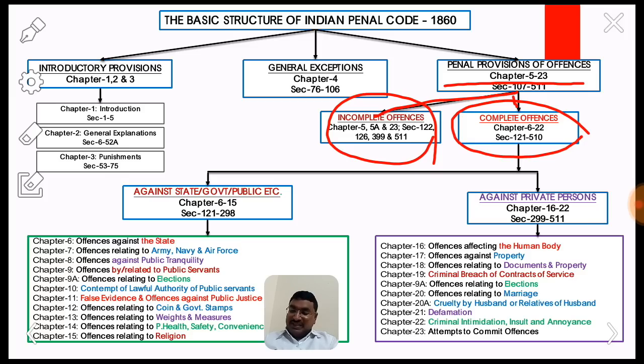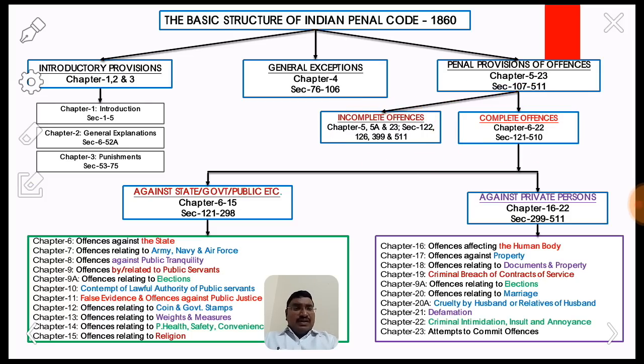Section 122 speaks about preparation for waging war. Section 126 also deals with such offences, section 399 speaks about preparation for dacoity, and section 511 speaks about various punishments for various offences in case of attempts. Here, these provisions are purely related to inchoate, incomplete offences. This is not categorized in IPC. For better understanding, I have categorized these penal provisions into these two heads.